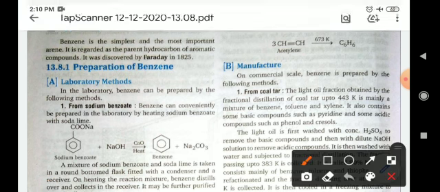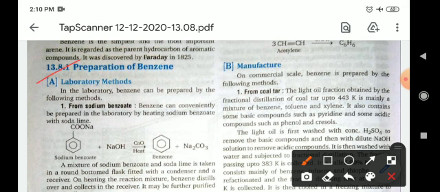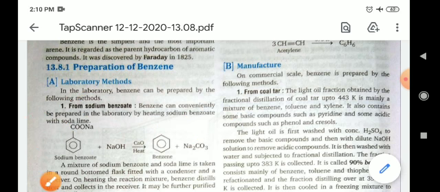Now what is the preparation of benzene? First is the laboratory method. In the laboratory, benzene can be formed from sodium benzoate. When sodium benzoate reacts with sodium hydroxide in the presence of calcium oxide or quicklime, then benzene will form and sodium carbonate will be removed. Means this group will be removed, and only C6H6, that is benzene, will form.